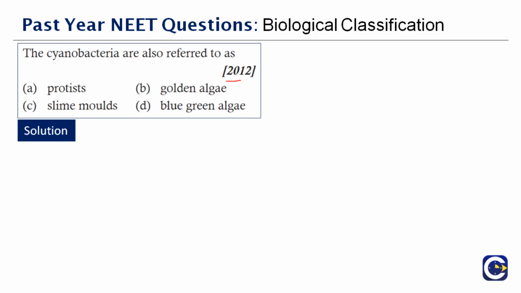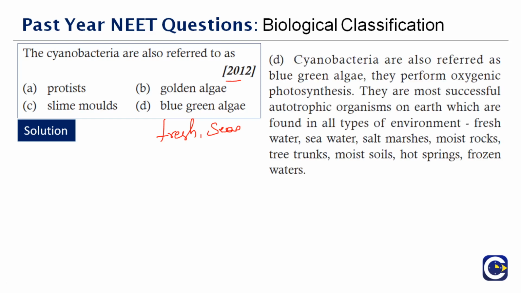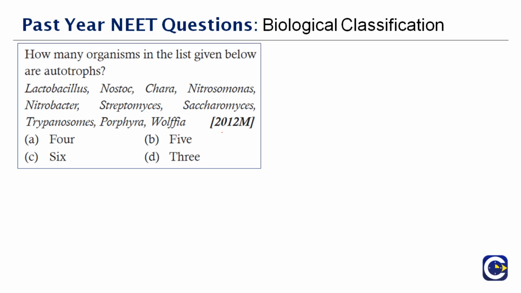They perform oxygenic photosynthesis. They are the most successful autotrophic organisms present on the earth. Why are they autotrophic? Because they are not dependent on any source for food. They can prepare their own food. They are found in all types of environment, so their habitat includes freshwater, marine water, salt, moist areas, damp areas, soil, springs, frozen waters, and so on. Therefore, the correct answer is option D, blue-green algae. Very easy question, right? Next question.